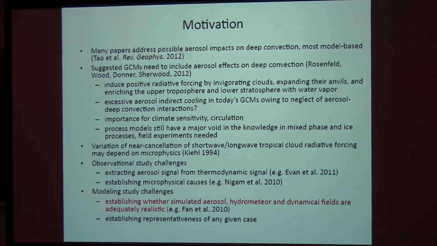If you read this paper, you'll see the great majority of these papers are model-based. It's also been suggested that GCMs need to include aerosol effects on deep convection in a white paper by Rosenfeld, Rob Wood, Leo Donner, and Steve Sherwood recently. They suggest the following things: that aerosols induce a positive radiative forcing by invigorating clouds. This isn't based on past work, a lot of it, again, model-based. Expanding their anvils, so essentially that fountain is different. You have smaller particles, a stronger fountain, and they enrich the upper troposphere and lower stratosphere with water vapor.